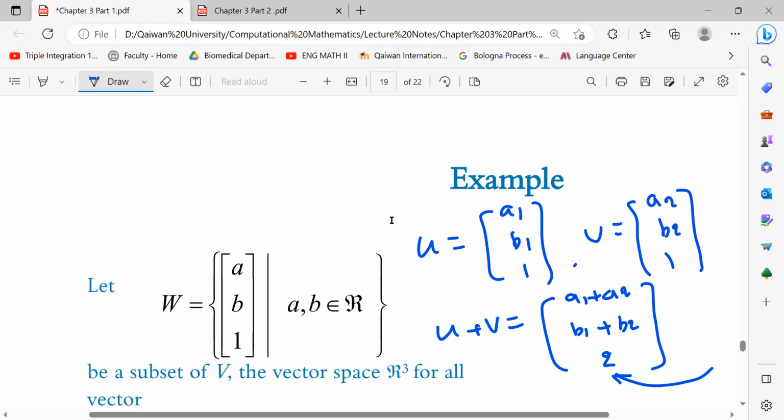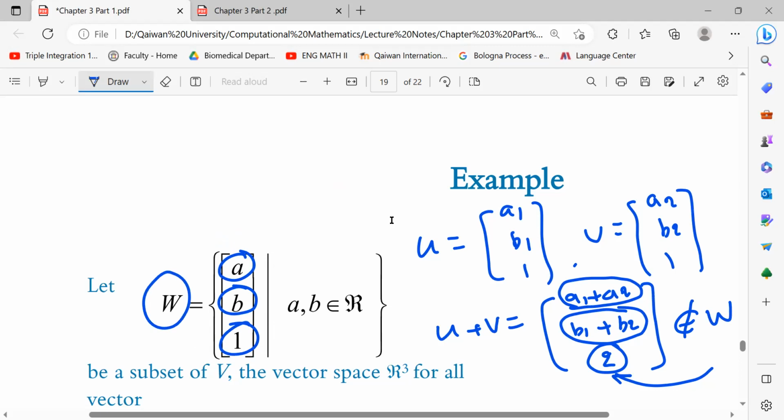Okay? The first one is still a constant. The second is still a constant. But the last one becomes 2, so it's not on this form. In this form, we say the first and second must be constants, and the last must be 1. But here we got 2. That means this doesn't belong to W. That means W is not a subspace of V or R3. It's not a subspace of V.